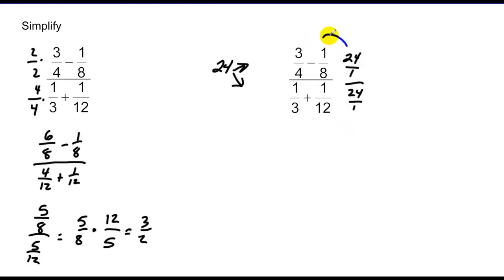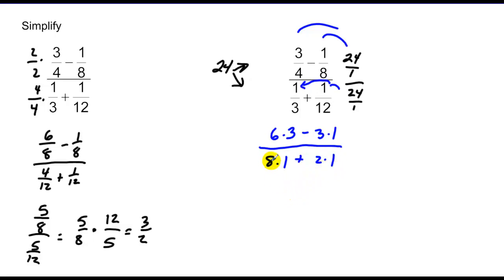Watch what happens now. I'm going to multiply or distribute this in. So I have 24 times 3/4. Well, what I have then is 24 and the 4 reduces to a 6, and I have the 3 left. Notice, no denominator. 24 and the 8 reduces to a 3, and I have the 1 left. Over 24 and the 3 once again reduces to an 8, and 24 and 12 reduces to a 2.